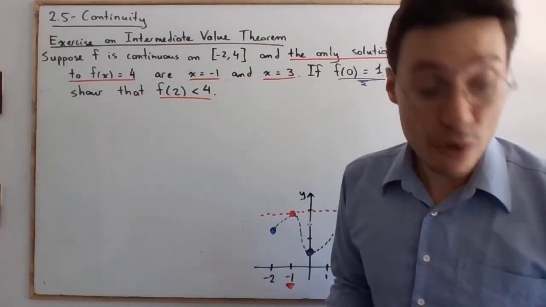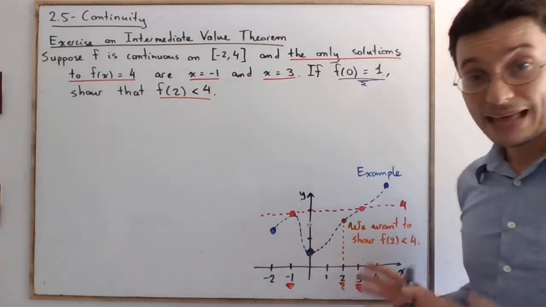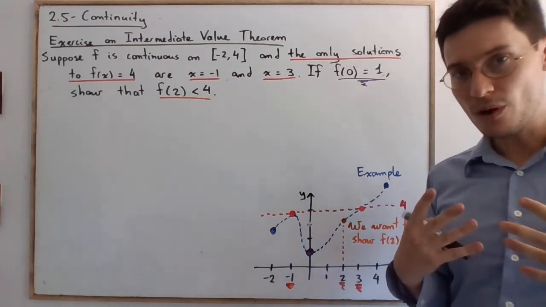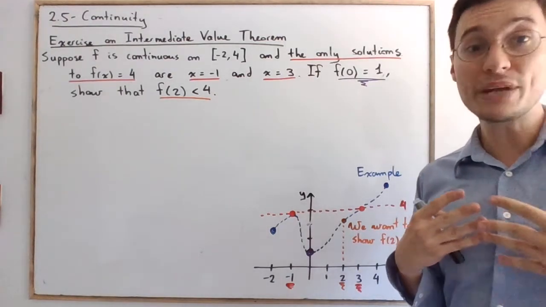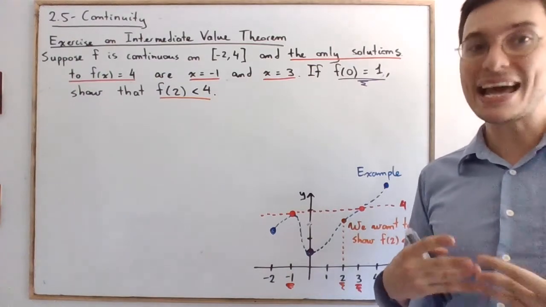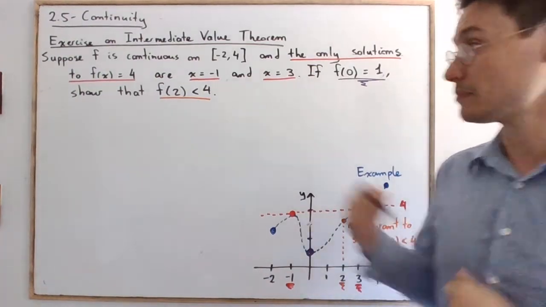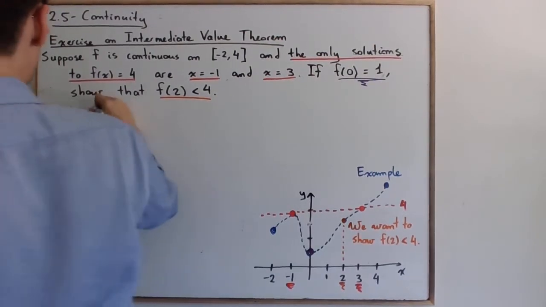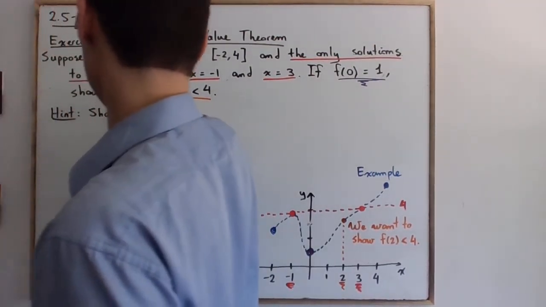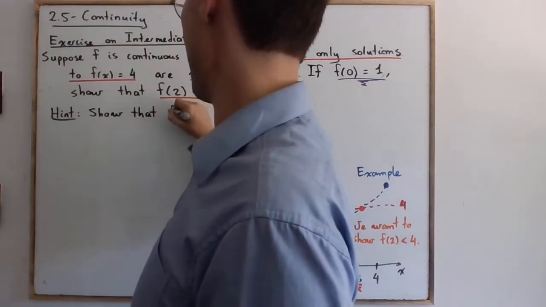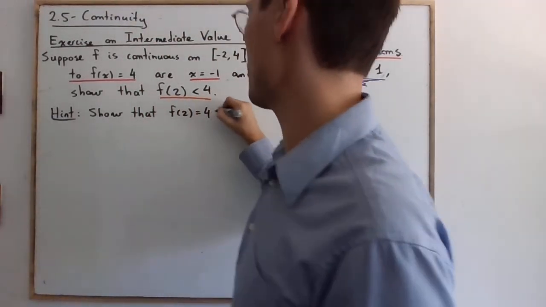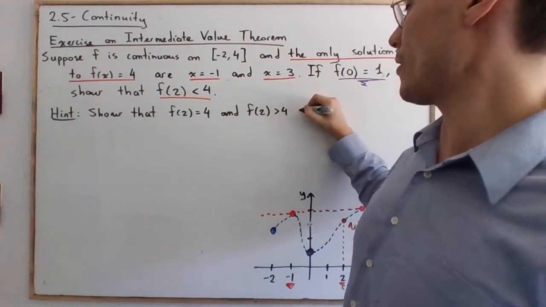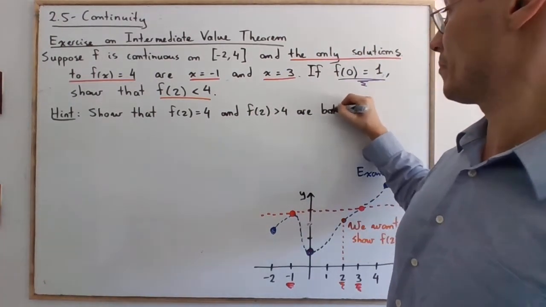The problem gives a hint, and the hint is actually very important. It says to show that f of 2 cannot be equal to 4 and that it cannot be greater than 4. So this was the hint: show that f of 2 equals 4 and f of 2 is greater than 4 are both impossible.